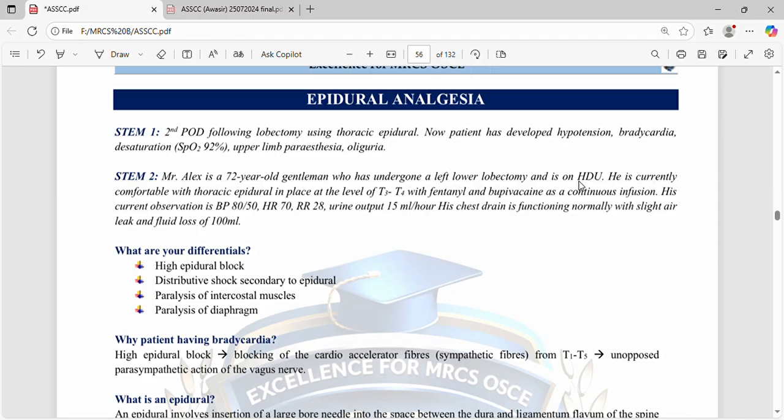Mr. Alex is a 72-year-old gentleman who has undergone a left lower lobectomy and is on HDU. He is currently comfortable with a thoracic epidural in place at the level of T3 to 4 with fentanyl and bupivacaine as a continuous infusion. His current observations: BP 80/50, heart rate 70, respiratory rate 28, urine output is 15 ml per hour. His chest drain is functioning normally with a slight air leak and fluid loss of 100 ml.